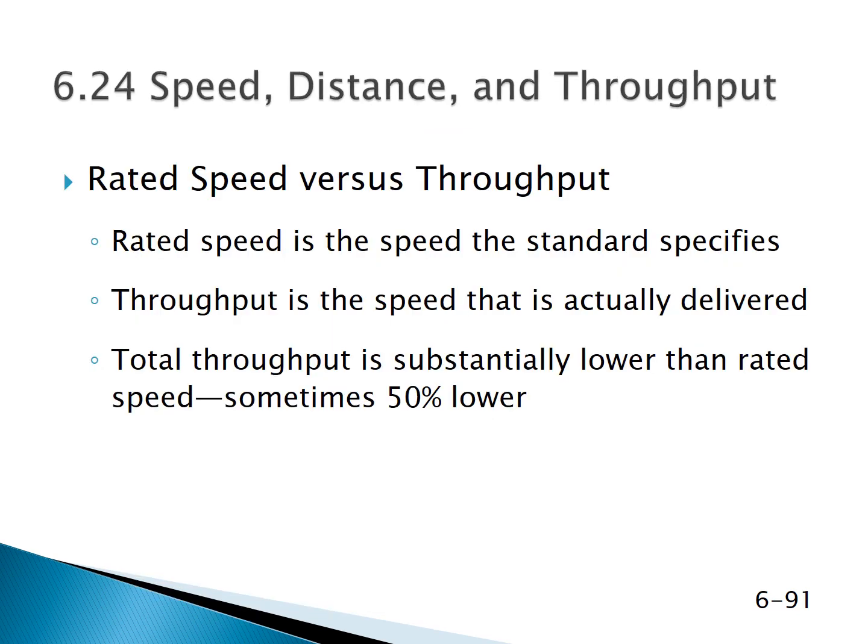Then of course we note that the rated speed versus the throughput are different. Like we talked about in an earlier chapter, rated speed is the speed that the standard specifies, but you may not always achieve that maximum speed. Throughput is the speed that is actually delivered. So total throughput is usually substantially lower than the rated speed, sometimes even 50% lower or more. That's again because wireless transmission is more unstable. If we talk about wired transmission, then the throughput usually will be higher. Still, you are not reaching the rated speed, but it will be closer. But for wireless, the difference can be very large.